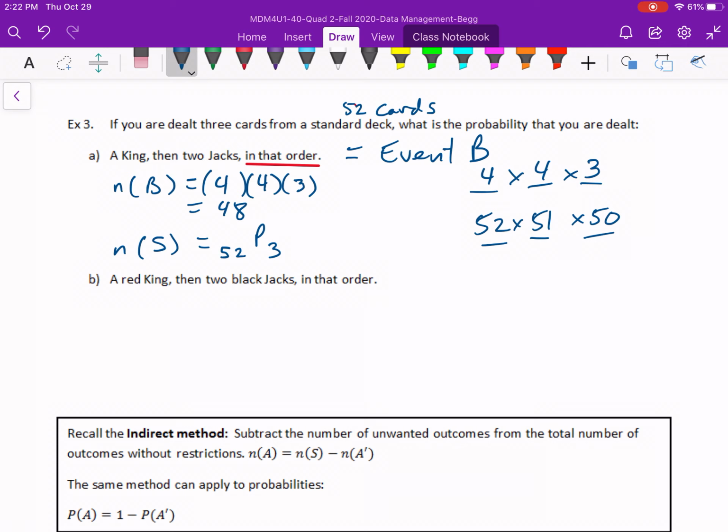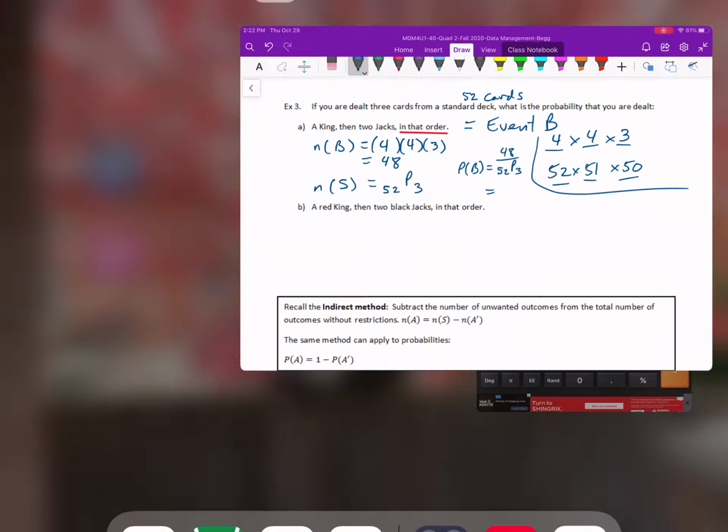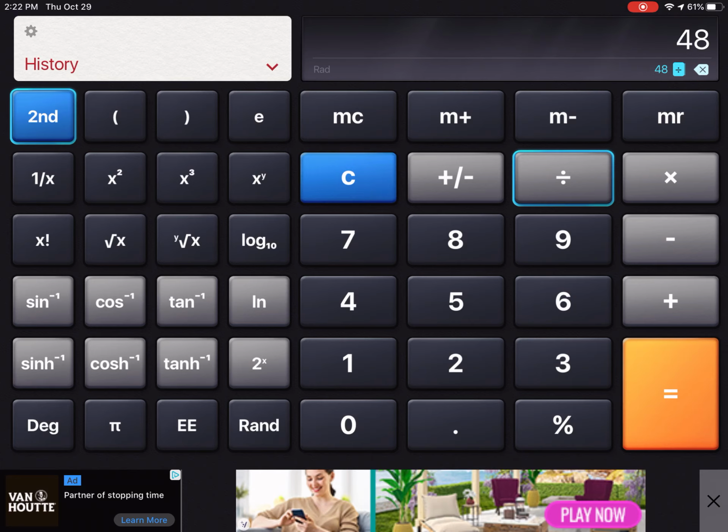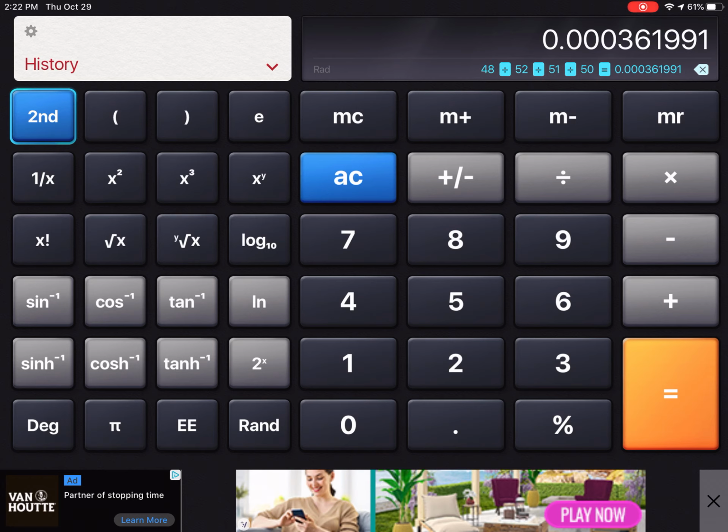So the probability of event B happening, I know I'm all over the place here, my apologies, is 48 over 52 P3. And again, you can type 52 P3 in your calculator and see what you get. I don't have another calculator at my disposal right now, so I'm just going to do 48 divided by 52 times 51 times 50.